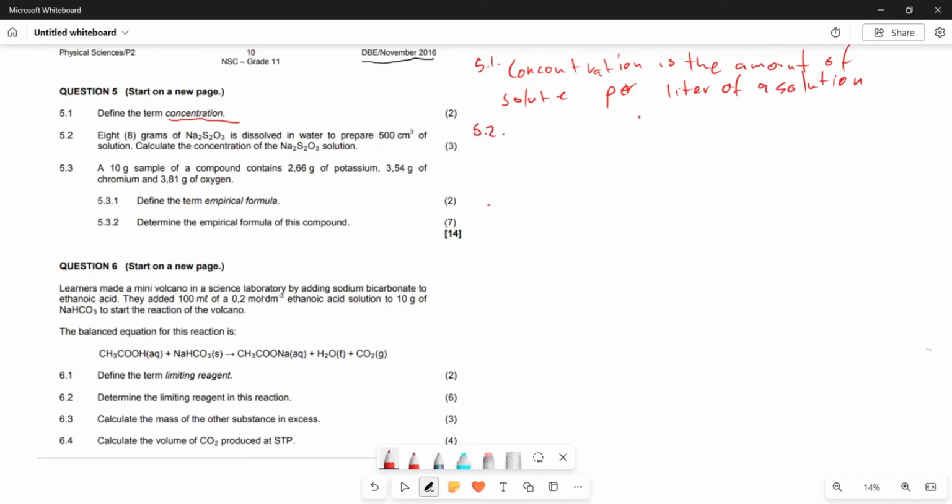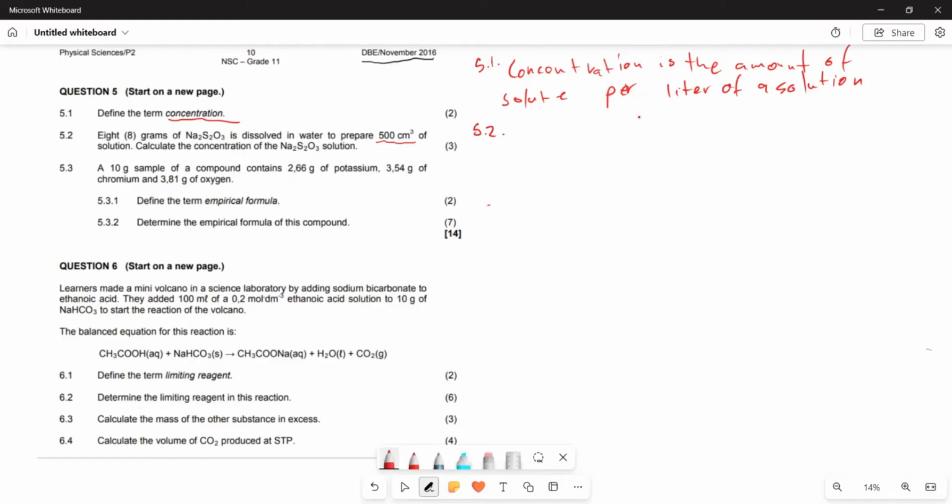In 5.2, what are we then required to do? They say 8 grams of Na2S2O3 is dissolved in water to prepare 500 centimeter cubed of a solution. Calculate the concentration of it. Now, what is it that you are going to do to calculate this concentration?